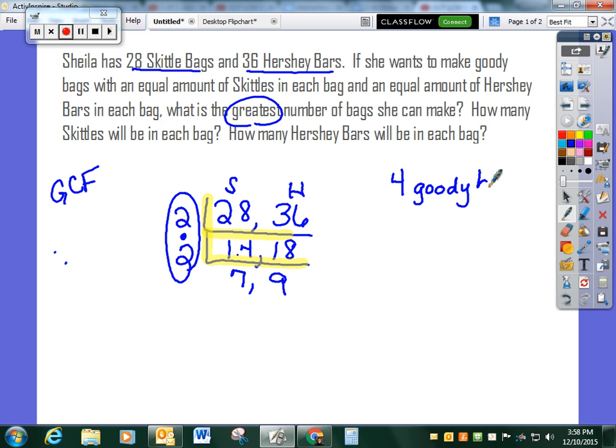Now the question goes on to ask you how many Skittles are in each bag, how many Hershey bars are in each bag. So I look at my Skittles, it's 28. 28 divided by my 4 goodie bags is 7. So 7 Skittles are going to go in each bag, which if you evaluate your ladder, 7 is at the bottom. So let me check the same thing here. 36 Hershey bars, 36 divided by 4 goodie bags is 9. And if you look at your ladder, it's right there too.